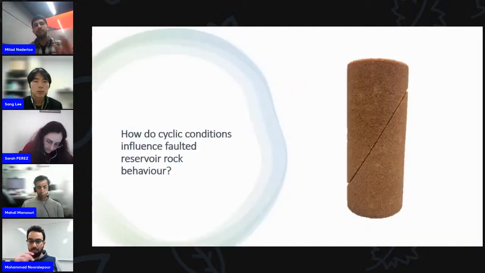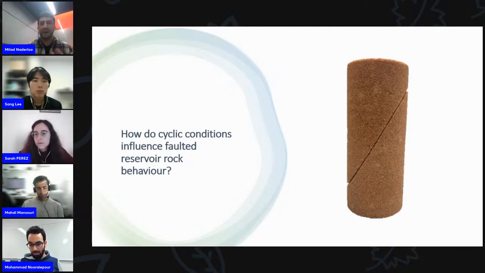Apart from the intact rock that we tested there, we also have faulted rock, a faulted medium inside our reservoir, which is changing the game. It is totally different. So now we're going to see, if you have a faulted medium, how the pattern of injection can help to change the behavior of your rock.